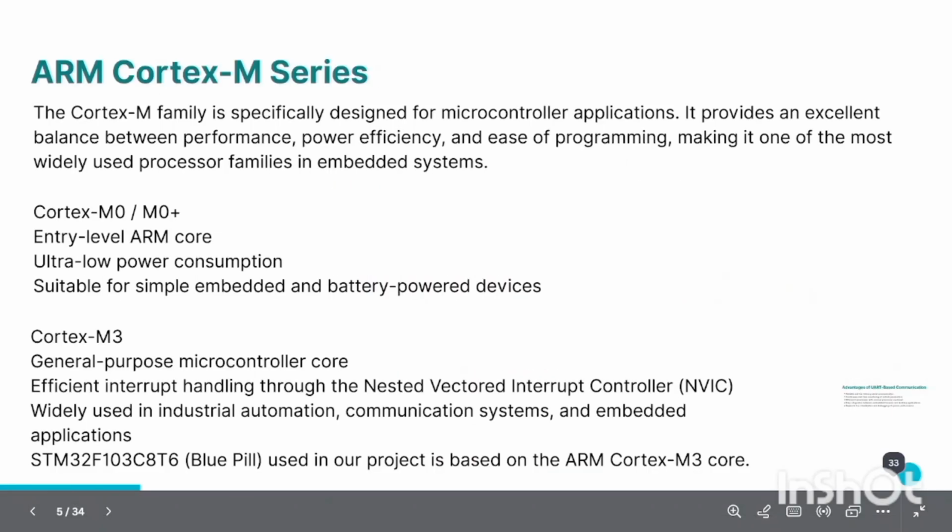ARM Cortex-M series and Cortex-M3 core. Within the microcontroller space, the Cortex-M family balances processing power with ease of development, while the M0 core targets ultra-low power entry devices. The Cortex-M3 core handles interrupt handling. Our project runs on the Cortex-M3 based STM32F103C8T6 Blue Pill.